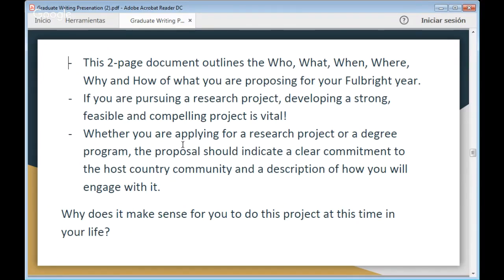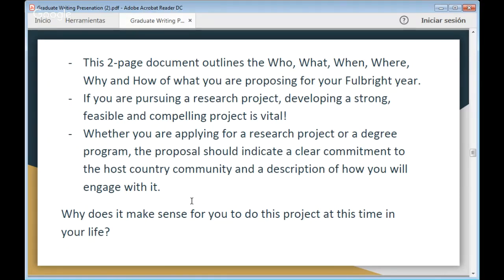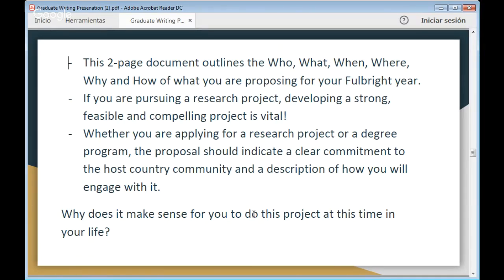Whether you're applying for a research project or a degree program, the proposal should indicate a clear commitment to your host country community and a description of how you will engage with it. So exactly what we were saying before of why it is that you want to be in that country, how you plan to engage with that country, even potentially outside of your studies. And why does it make sense for you to do this project at this time in your life? So what are the steps that you've taken up to this point that make this a natural progression in your career, and particularly in that country or that program?